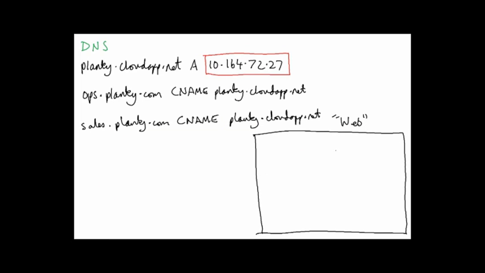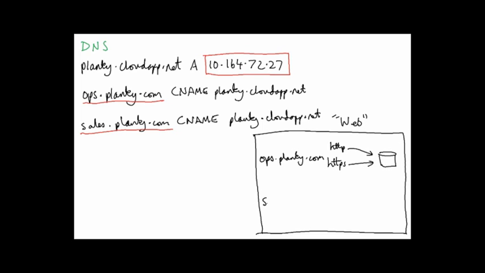Okay, but I've got two additional sites specified on here. One of them is called ops.planky.com, and the other one is called sales.planky.com. So let's have a folder for ops.planky.com, and let's map both HTTP and HTTPS into the code that's running in that folder.